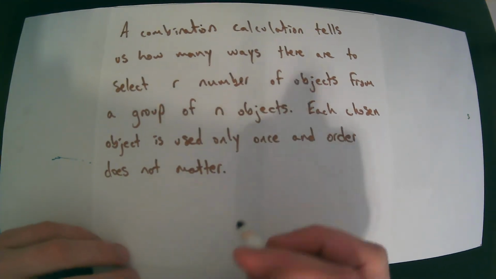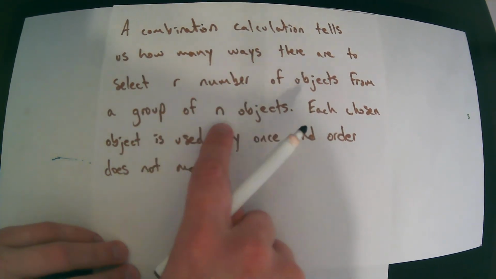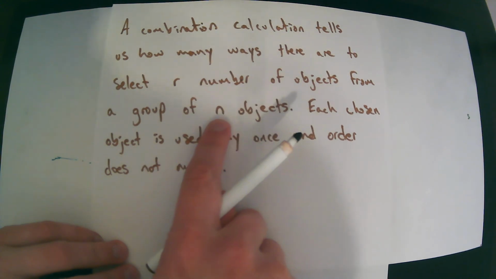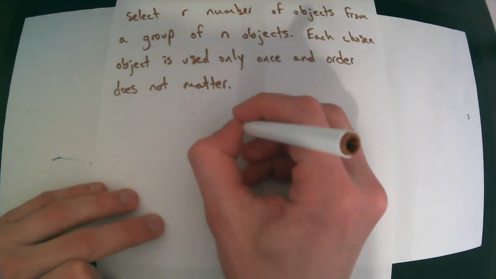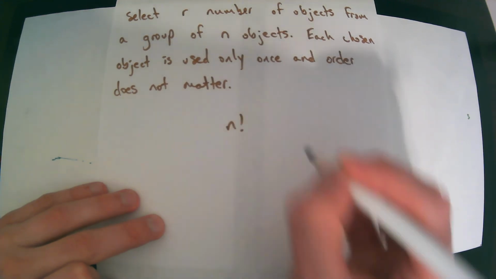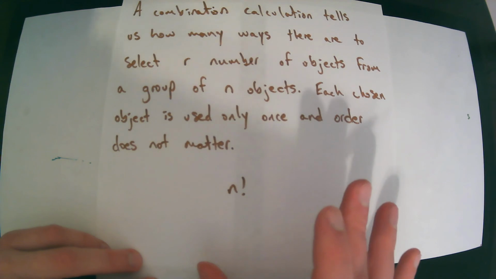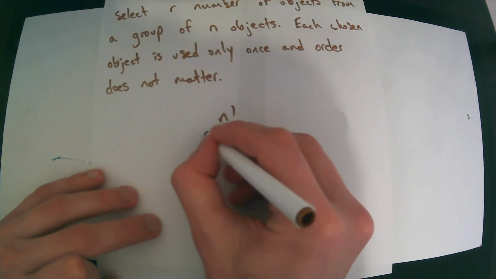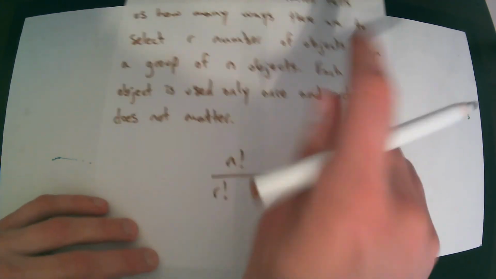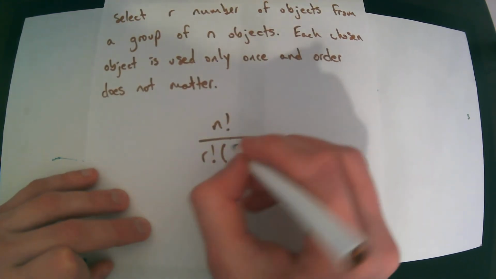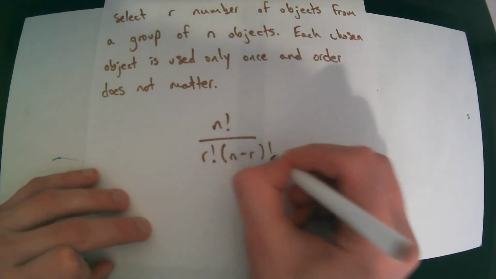Now the calculation goes, so I mentioned these 2 numbers, n and r. Those are the only 2 numbers involved in this calculation, just 2 numbers. And it is going to be n factorial, so the number of objects in the group itself, factorial, over r factorial, so the number of objects chosen, and also in the bottom, so times n minus r factorial.